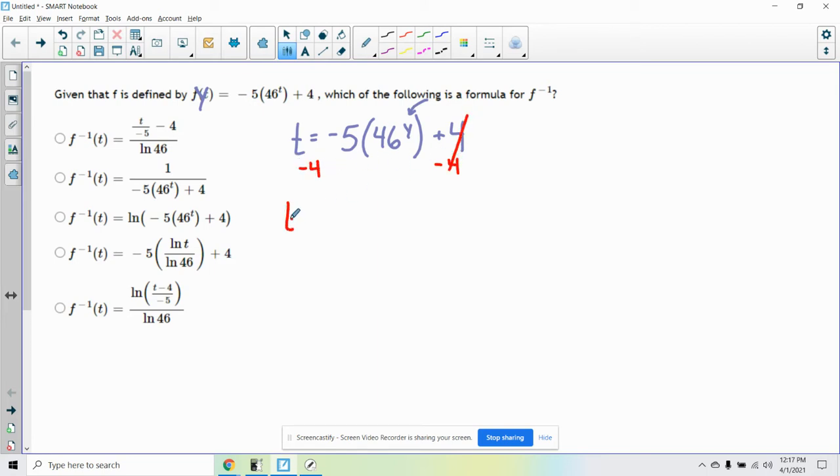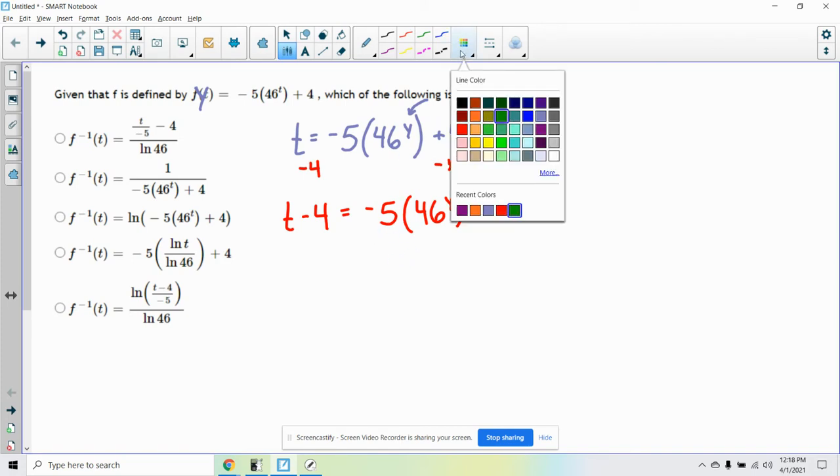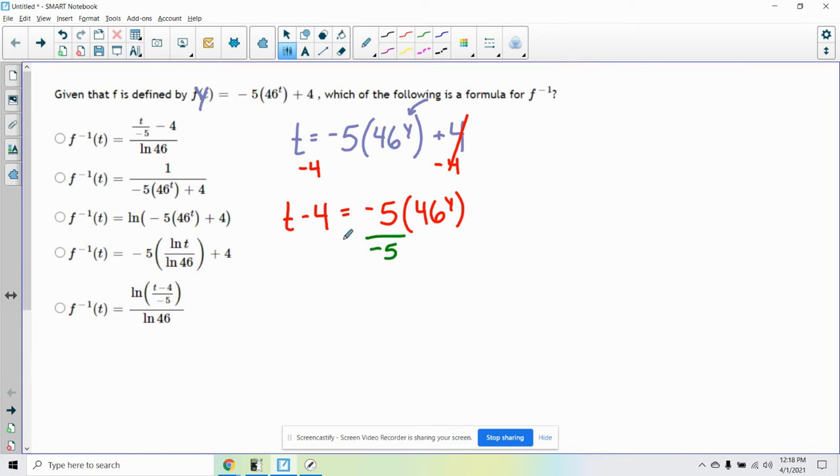So I have t minus 4 equals -5 times 46 to the power of y. Okay, I'm going to get rid of that -5, so I'm going to divide both sides by -5. So I have t minus 4 divided by -5 equals 46 to the y. All right, now I can convert.